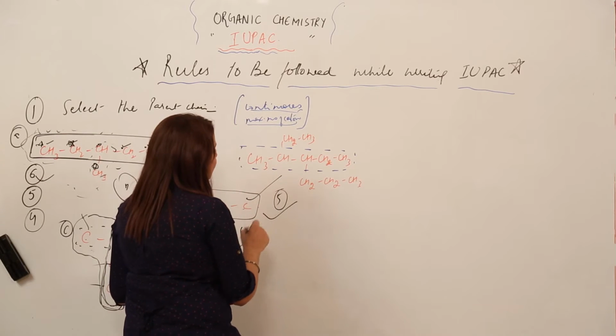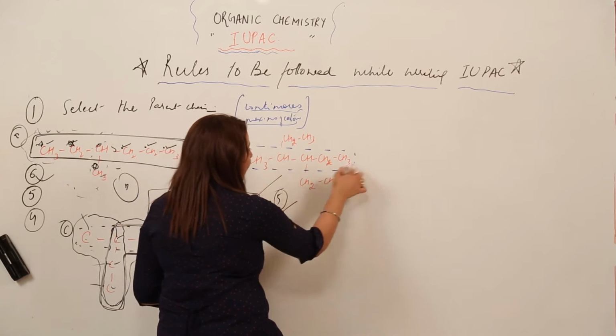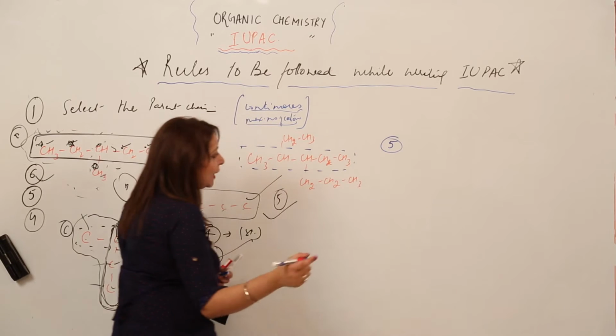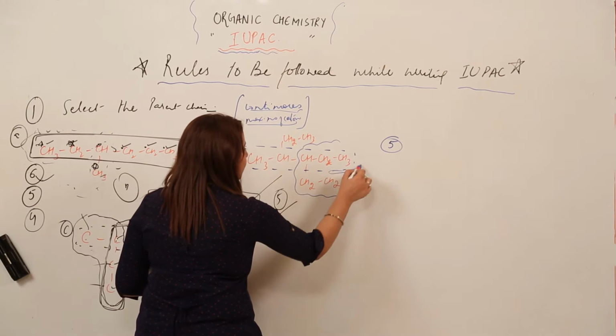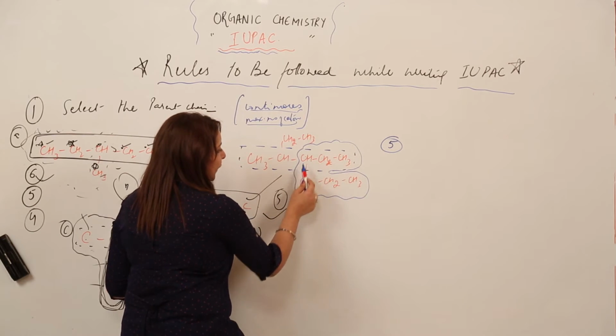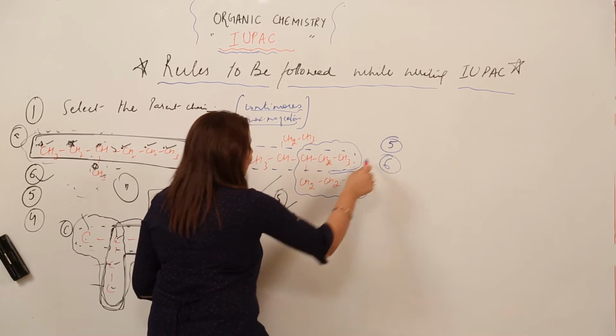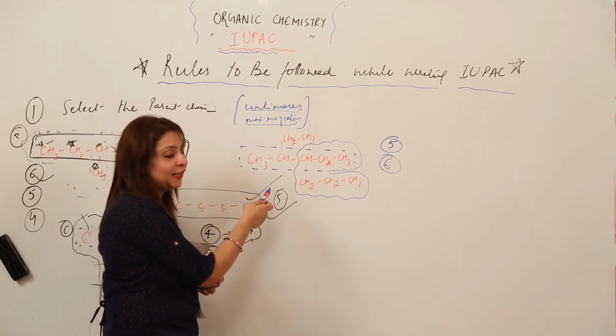So how many carbon atoms are here? 1, 2, 3, 4, 5. And I have an option for selecting this one as well, right. So how many carbon atoms? 1, 2, 3, 4, 5, 6. So obviously this chain is preferred over this straight chain, right.